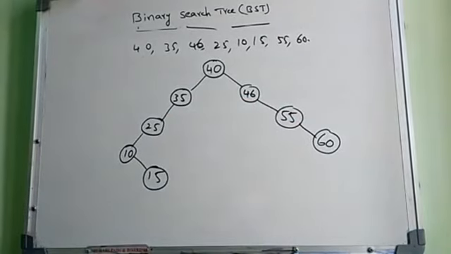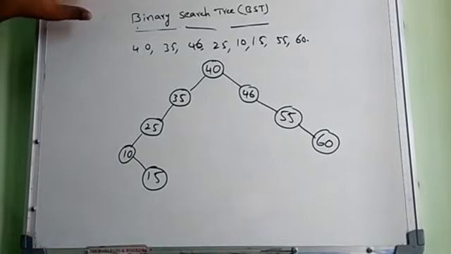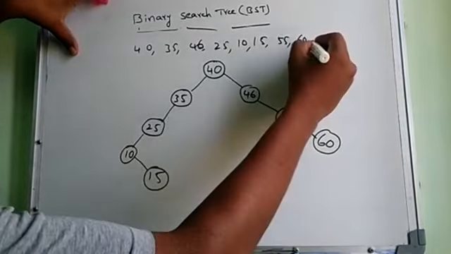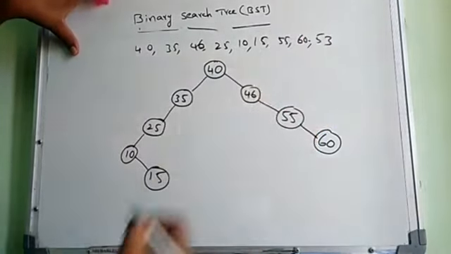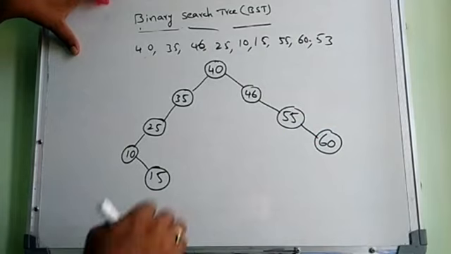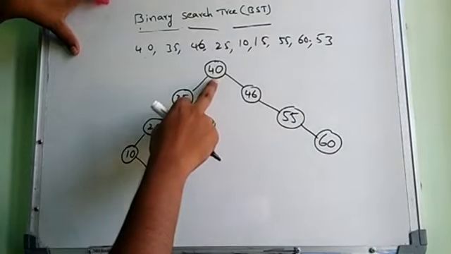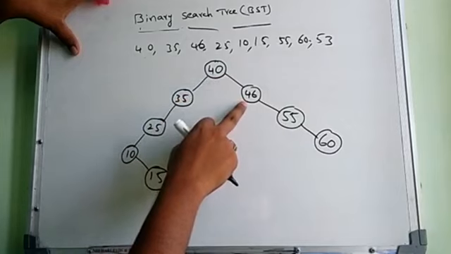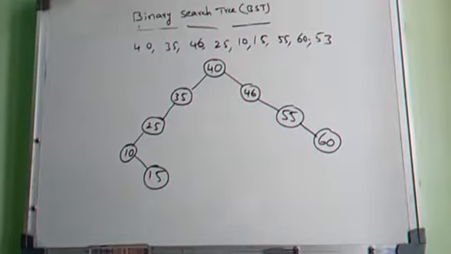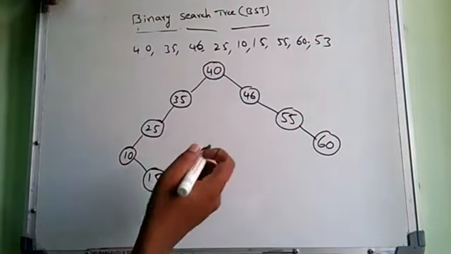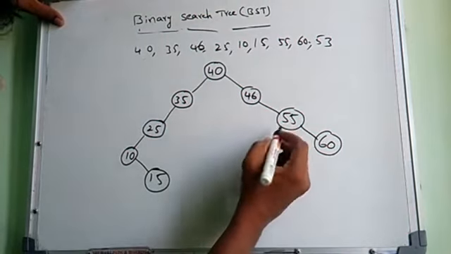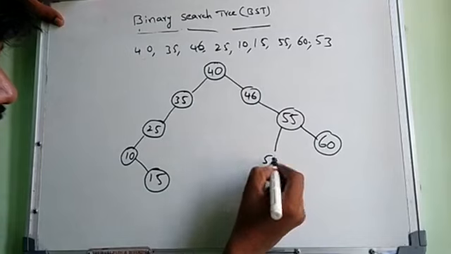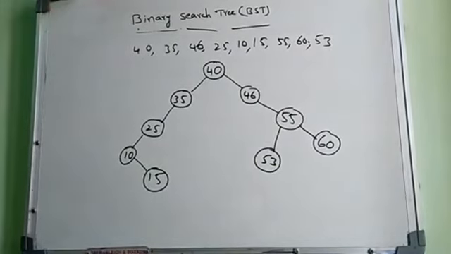Okay. Next, one more element I want to add, 53. So go searching here: 53 is a greater value than 40, and 53 is greater than 46. So 53 is greater than 46, and 55 is greater than 53, so it is added on the left side of 55. Okay, I hope you understood well how to insert nodes in the binary search tree.